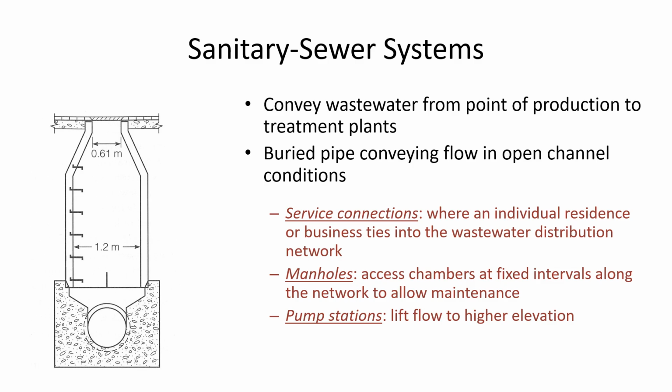And just some terminology that is important to understand. A service connection is the line between an individual customer and the distribution network. So what we're looking at here would be kind of the main sewer line, and these lateral pipes would come in from homes and businesses and tie into the main connection. And then manholes are spaced every couple hundred meters to provide access for cleaning out the sewer, for removing blockages.